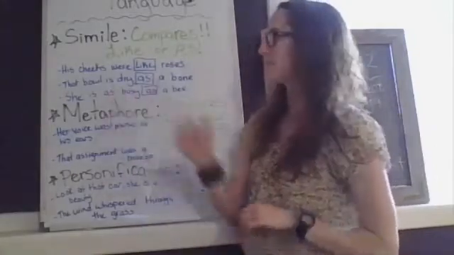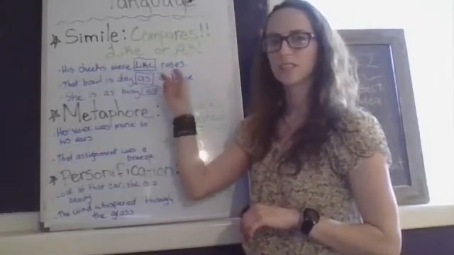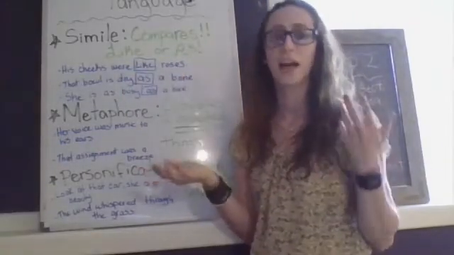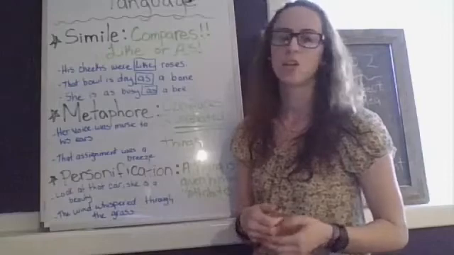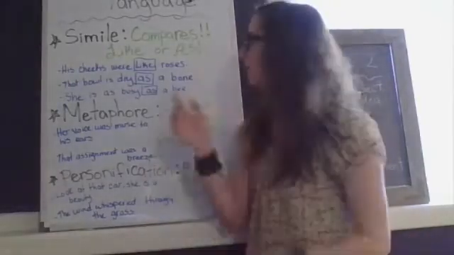Here are some examples of similes. His cheeks were like roses. Are we saying his cheeks are actually roses? No, we're saying that they're like roses. So he got a little blush.